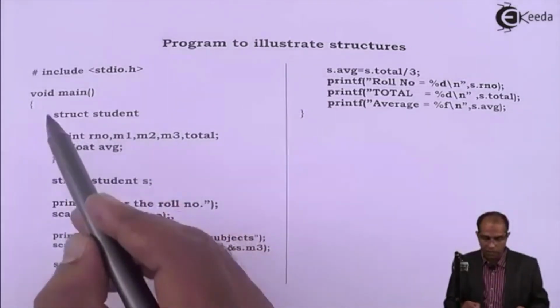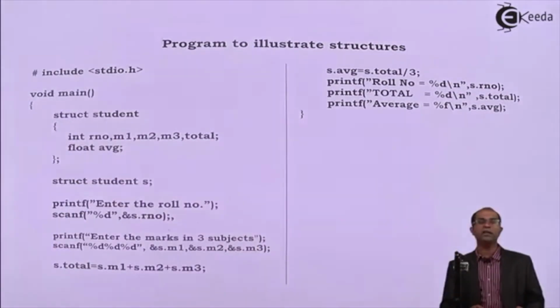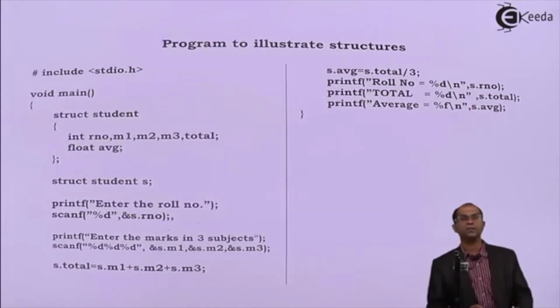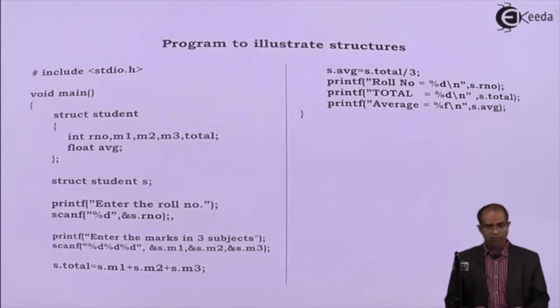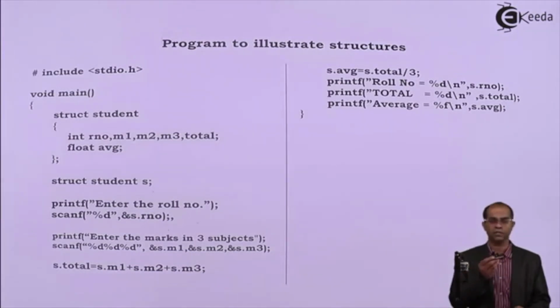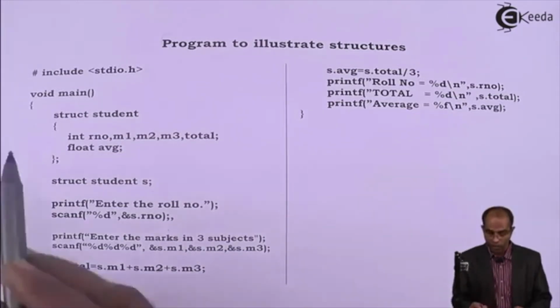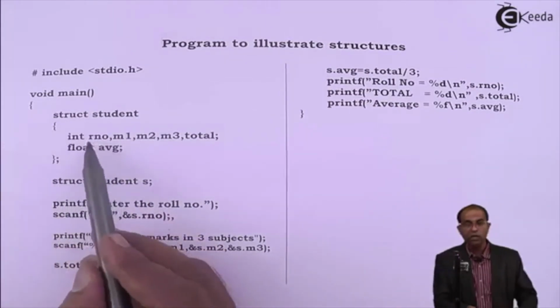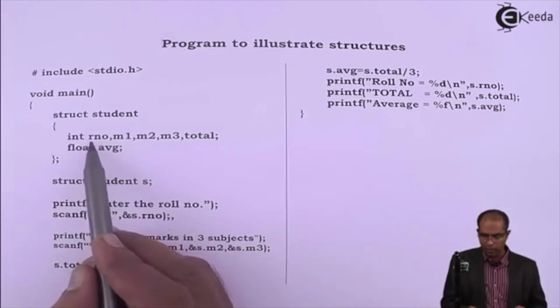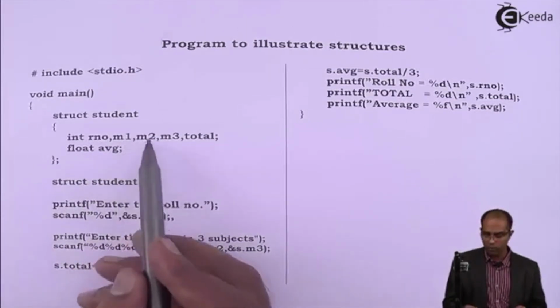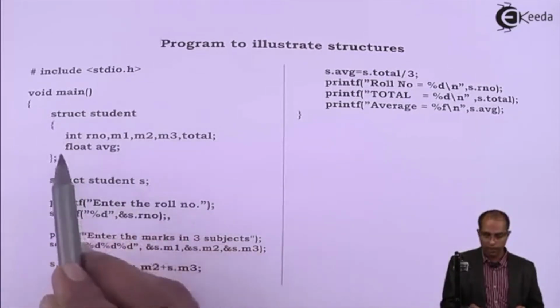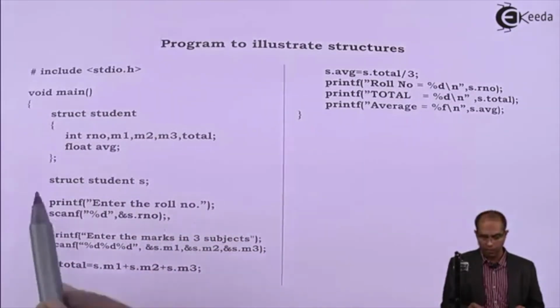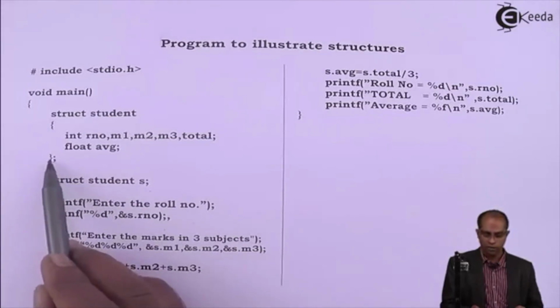If I place this structure declaration before main after the header file, it will be called a structure defined as global. So basically, a structure needs to be declared in 1 of 2 places, either before main or within main. In this example I'll continue with main. Now I have defined a structure called student, which is the tag name, and then int roll number. I have defined members RNO, M1, M2, M3 and total as type integer and float average. And I have placed a semicolon after the curly bracket, which is the end of the structure.